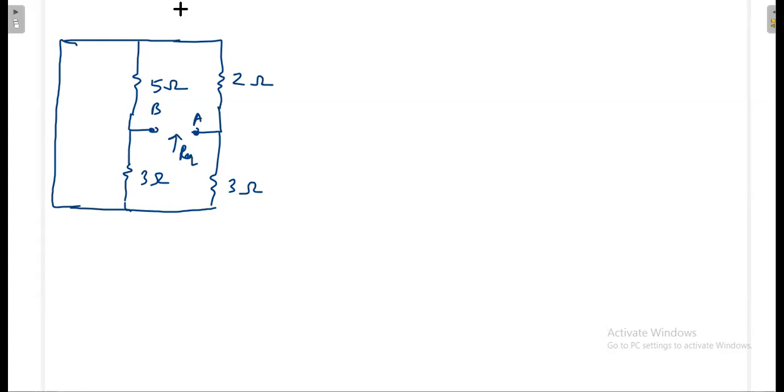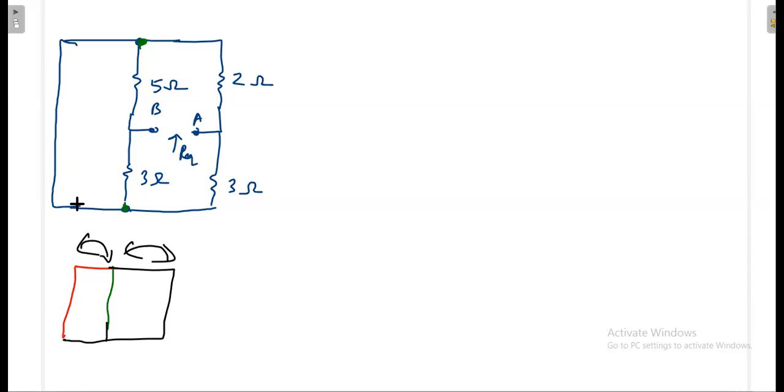With respect to these 2 points, this is one line, this is another line, this is another line. All the 3 lines are in parallel. Whenever 3 lines are really in parallel, they are not disturbed by anything else. That means I can interchange these things in any way I want.